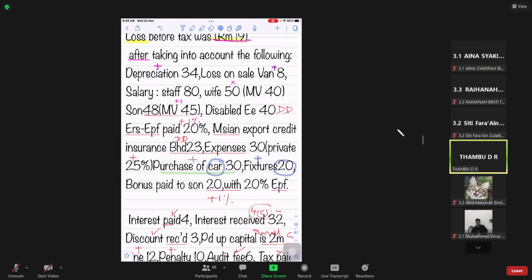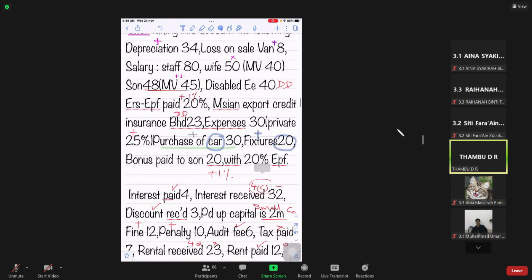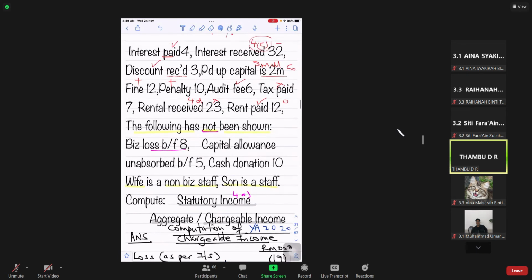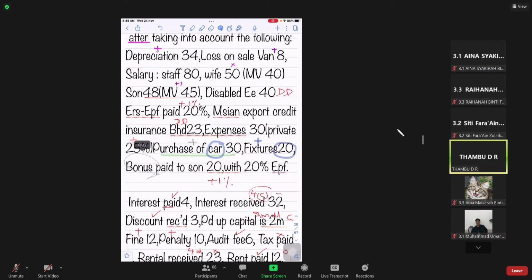Now, coming here in a minute, you're paying bonus to son. Bonus allowed. But EPF, you paid 20%. Son is a staff, allowed. Question says son is a staff. So son's bonus we allow. But EPF is paid on bonus and salary. EPF we only allow 19% maximum. Therefore, add back 1%. Okay, 1% we add back.